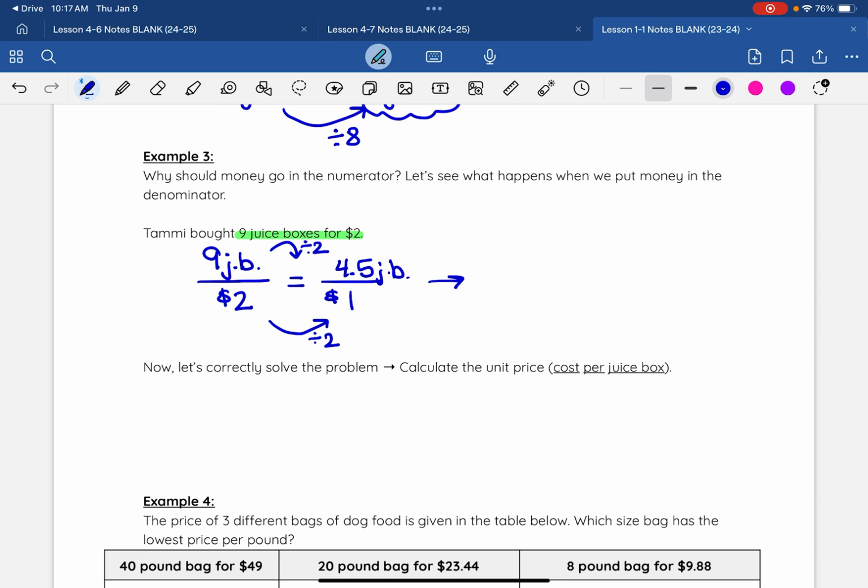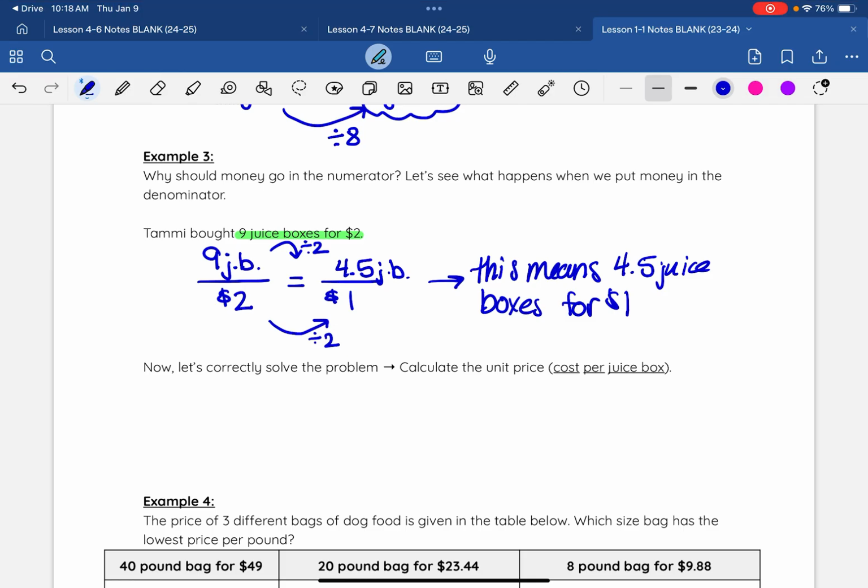So you would write this means 4.5 juice boxes for $1. Does that make sense? I don't think so. We don't ever calculate how much of something we get per dollar. We want to know how much something is. So how much is it for one item?